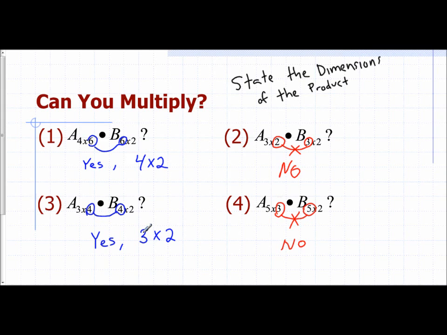And so to check for matrices being able to multiply, see if the inside numbers are the same. The dimensions of the product of the matrices, if they are able to be multiplied, are the remaining numbers, the numbers on the outside. So the insides determine if they can be multiplied, and if the insides match, the outsides tell you the dimensions of their product.